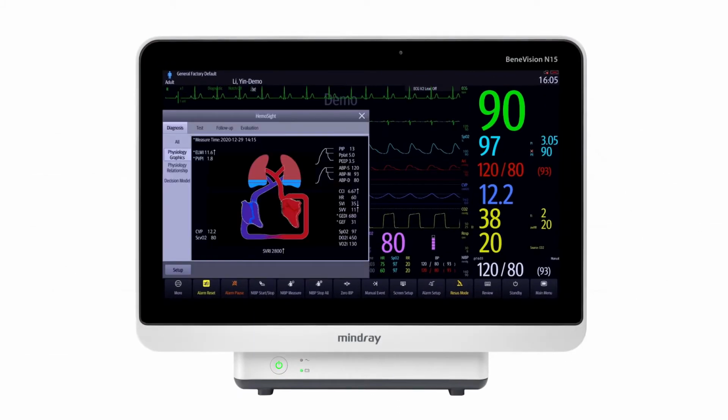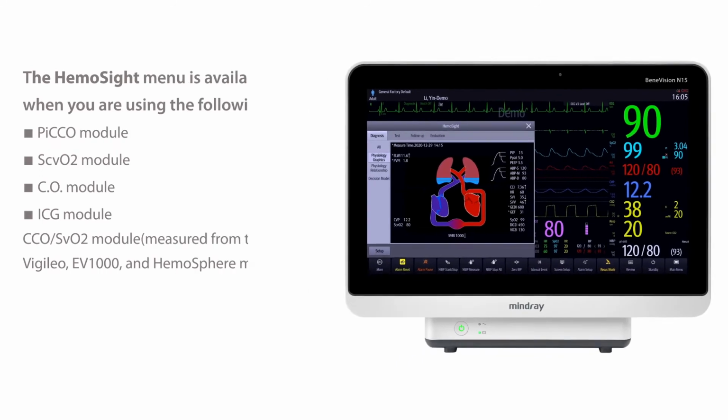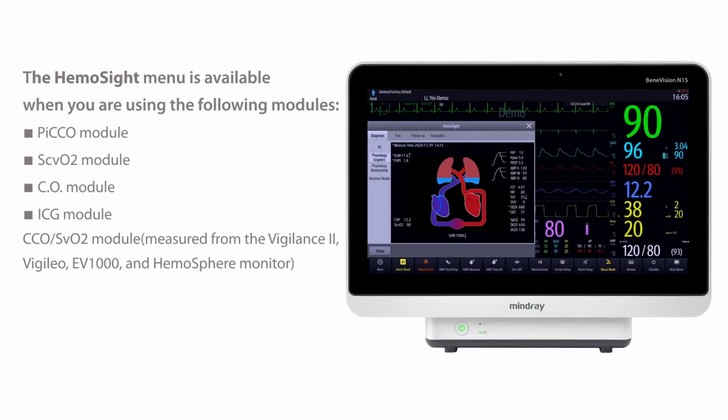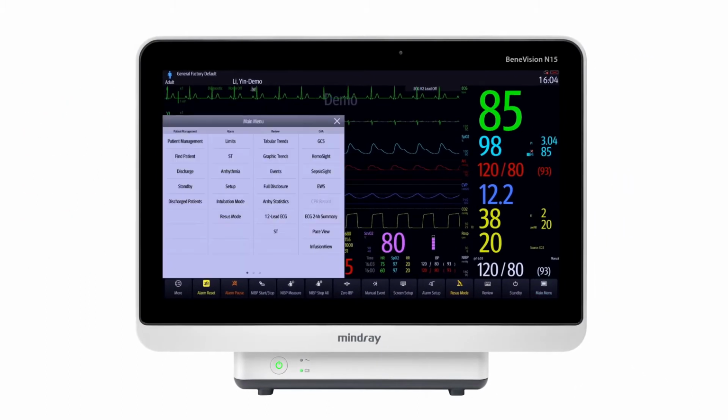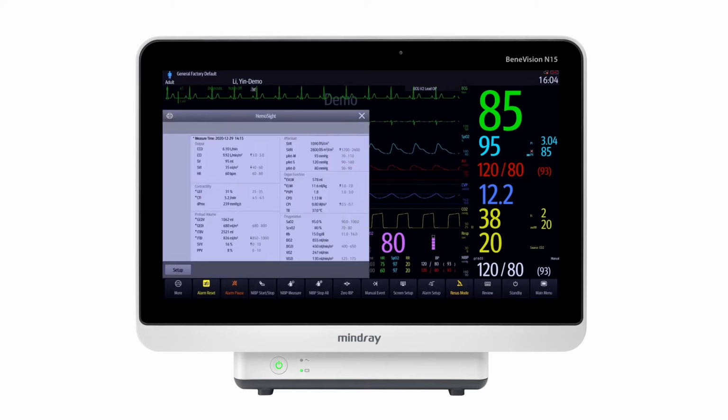This module is a guidance of the application of the HemoSight Clinical Assistive application, through which you can easily evaluate and review the hemodynamic status of the patient. The HemoSight function will be available when you are using one of the cardiac output monitoring modules. Enter the main menu. Select HemoSight in the CAA column to access it.